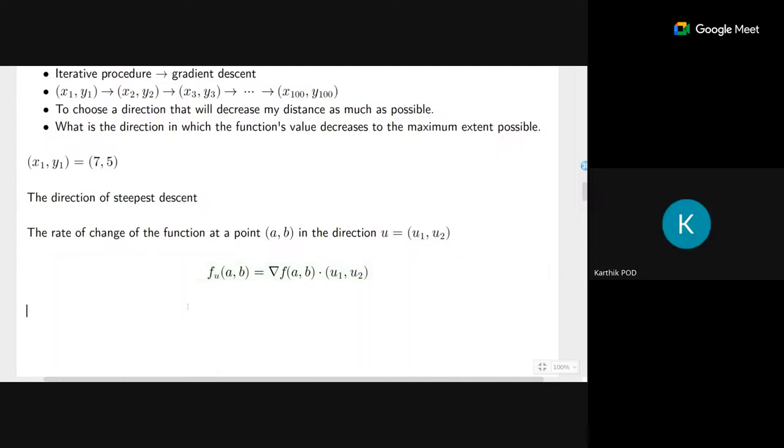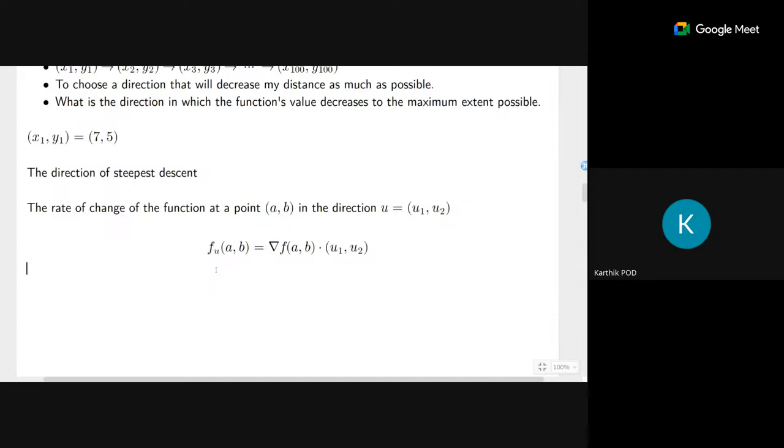Okay, so what is happening is, if you move a small distance, and the qualifier small is very important, if you move a very small distance along u1, u2, this is the rate at which the function is going to change, instantaneously, right at that point. Now what have we asked? We have asked for the direction of maximum decrease in the function's value. So in what direction should we move? If you want the function's value to decrease rapidly, figure out what direction it should be.